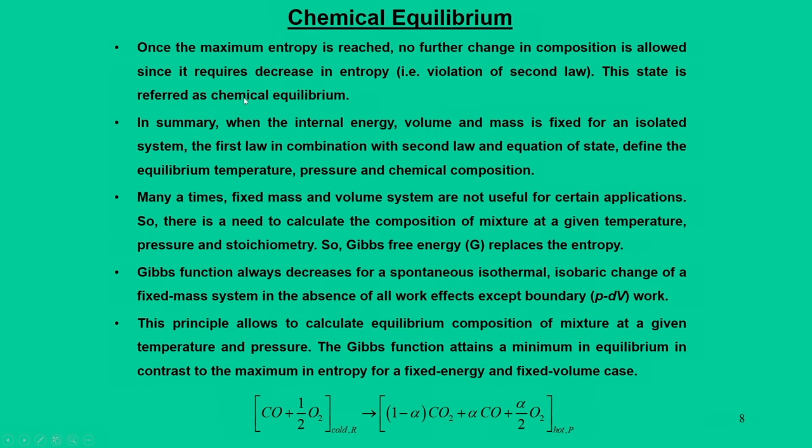So, the entire message remains the same, which says that the Gibbs function always decreases for a spontaneous isothermal isobaric change of a fixed mass system in the absence of all work effects except boundary work. This principle allows us to calculate the equilibrium composition of a mixture at a given pressure and temperature. The Gibbs function attains a minimum value in equilibrium, in contrast to entropy, which is maximum for a fixed energy and fixed volume case. This is true for all chemical reactions.